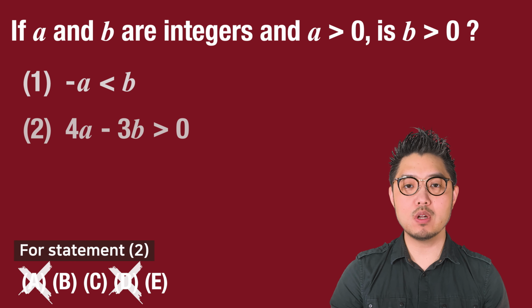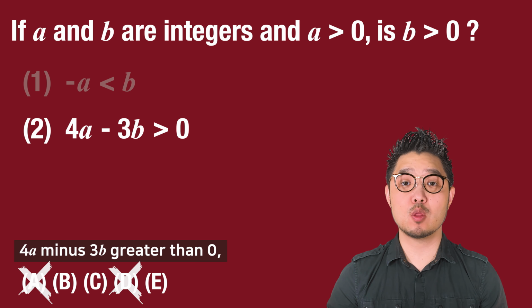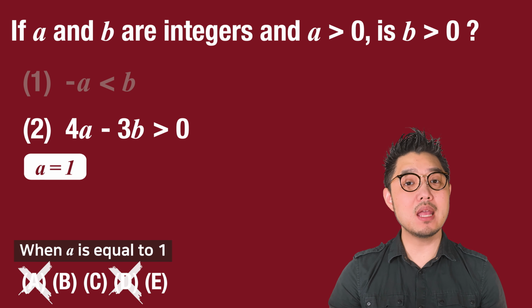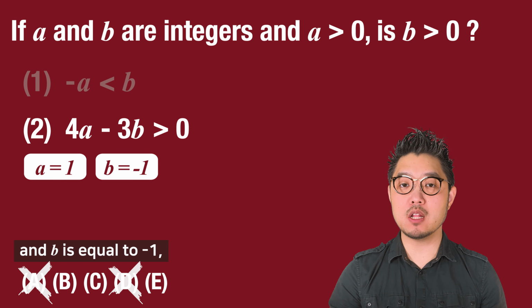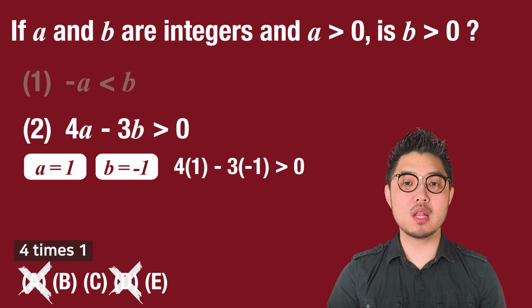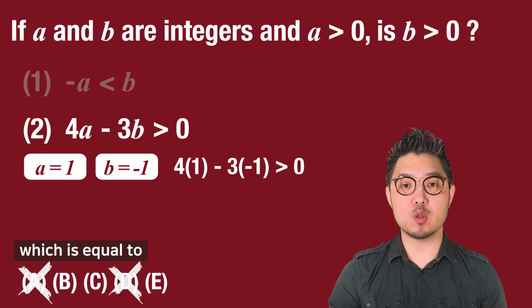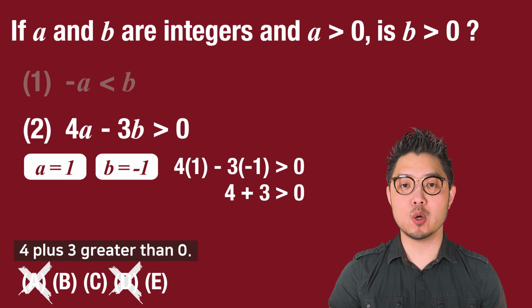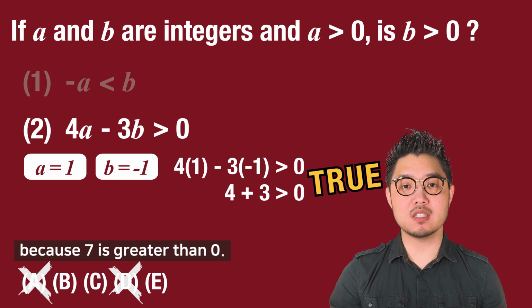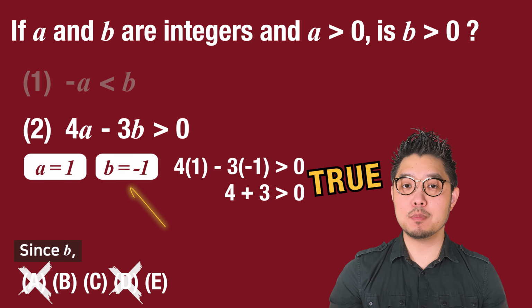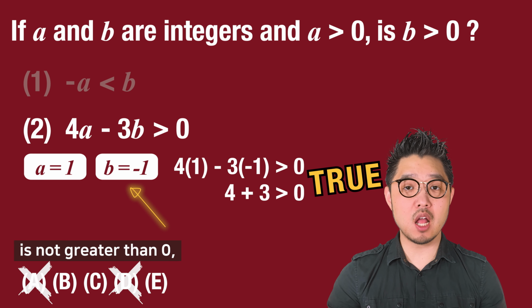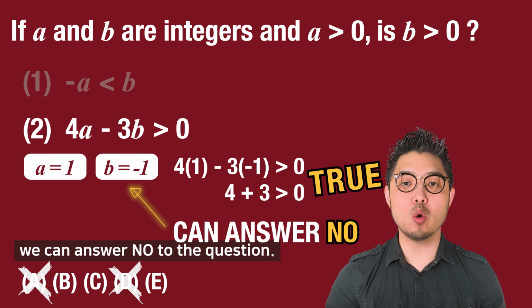Eliminate A and D. For statement 2, 4a minus 3b greater than 0, when a is equal to 1 and b is equal to minus 1, the equation becomes 4 times 1 minus 3 times minus 1 greater than 0, which is equal to 4 plus 3 greater than 0. And this statement holds true because 7 is greater than 0. Since b, which is minus 1, is not greater than 0, we can answer no to the question.